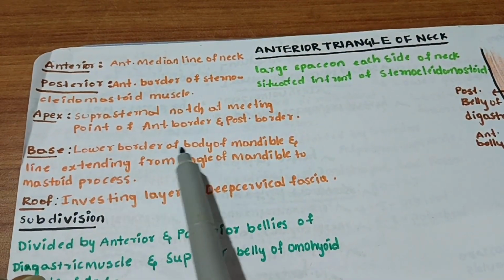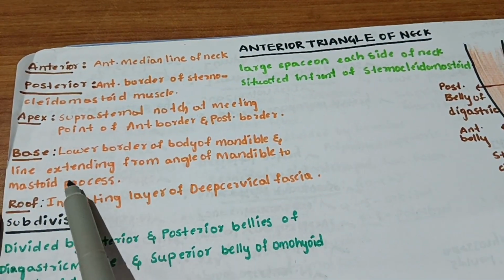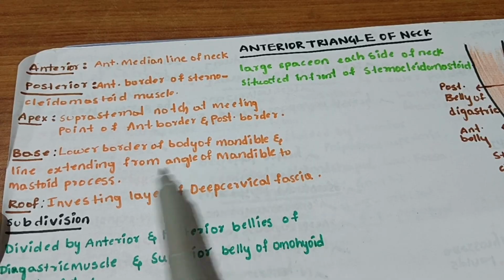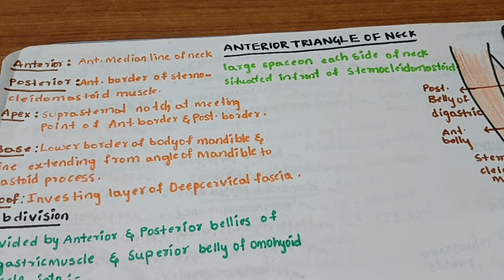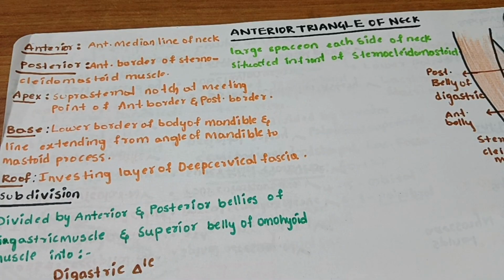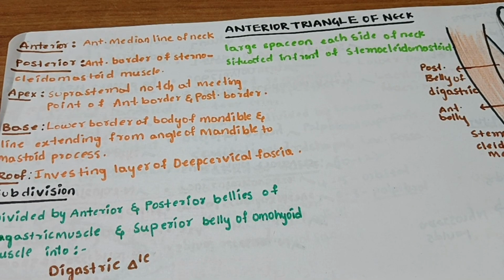The lower border of the body of the mandible and a line extending from the angle of the mandible to the mastoid process is considered the base. Now, what is the roof? The roof is the same for this triangle also: the investing layer of deep cervical fascia. What is the roof for the posterior triangle? The investing layer of deep cervical fascia with superficial fascia. So these are the boundaries of the anterior triangle.